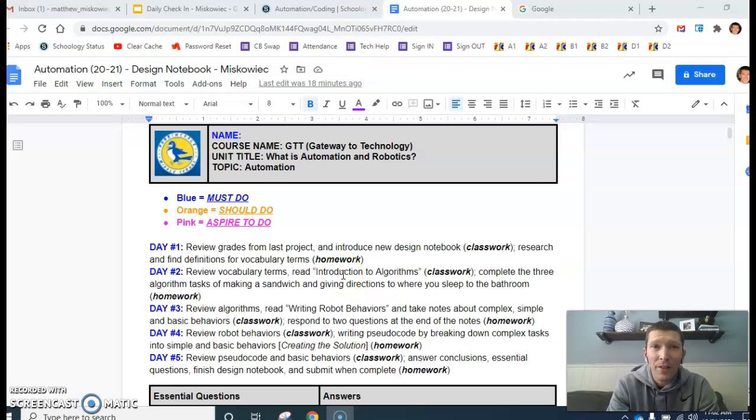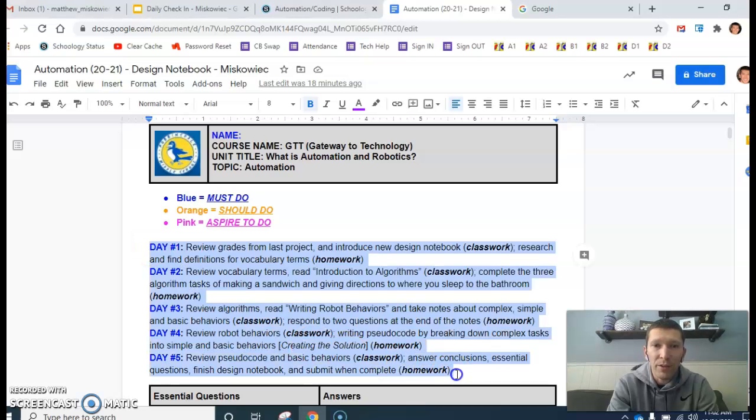Welcome, 8th graders. This is your new design notebook that you'll be working on for the next 5 days or so. And it's going to be going into computer coding. And so you can see we have a similar setup for the design notebook where you can see what we're going to be doing on each of the days for this project.